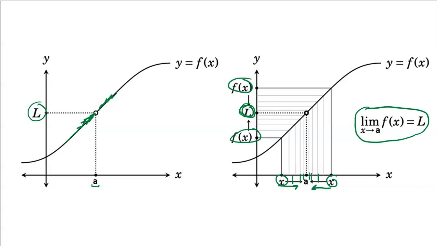So don't make this more confusing than it needs to be. It's just the idea that, years ago, you talked about plugging something into a function. Hey, what happens at 3? Well, you plug 3 into the function. What happens at negative 10? Well, you plug negative 10 into the function. We're not doing that anymore. What we're doing is saying, hey, I don't want you to plug in 3. I want to talk about what happens as we get really super close to 3. And what happens as we get really super close to negative 10?